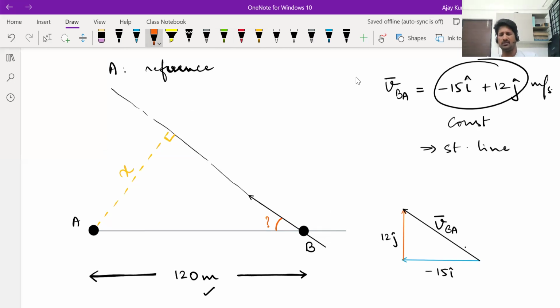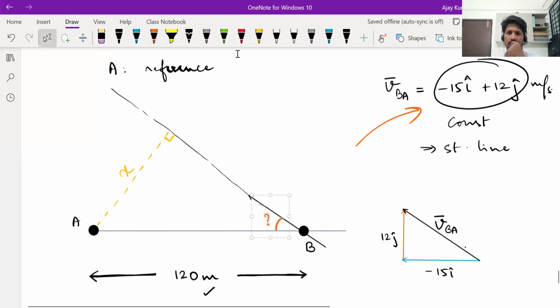Okay, why are we only bothered about that angle? Why not other angles? Because we know only that vector. We know the velocity of B relative to A, so we should be able to tell at what angle it moves. Okay, so one of you do this calculation. At what angle does B move relative to A, relative to the x-axis? Or can one of you quickly tell me how to calculate that angle?